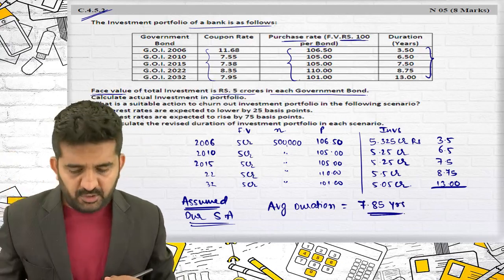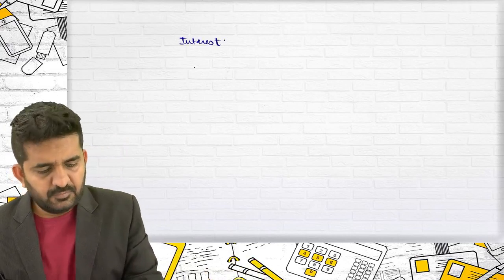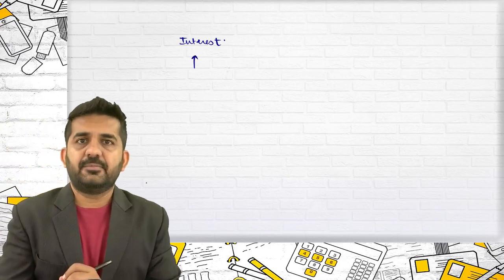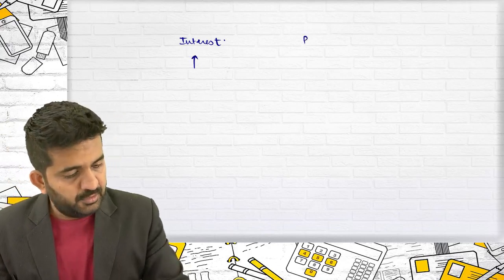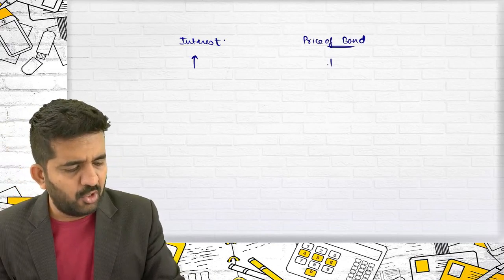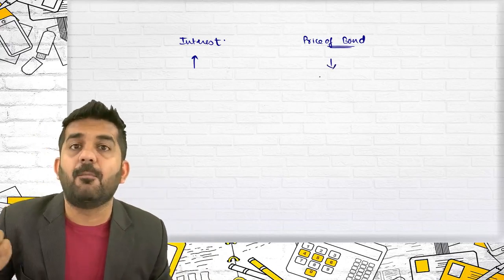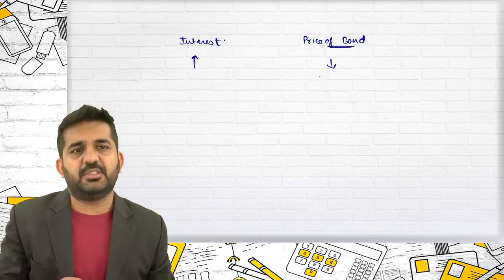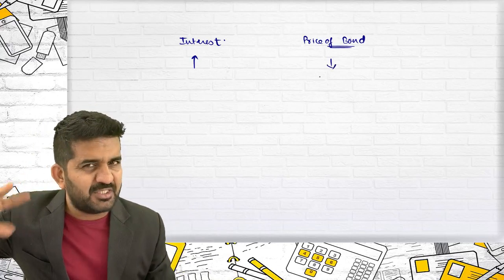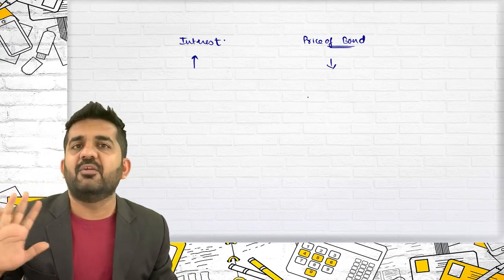Now, if you have learned the concept of security analysis, we have understood this. As the interest rate increases, the market price of the bond will decrease. In which proportion? With a multiple of bond duration. So the bond duration measures that sensitivity, how much. But interest and price of the bond are inversely related.